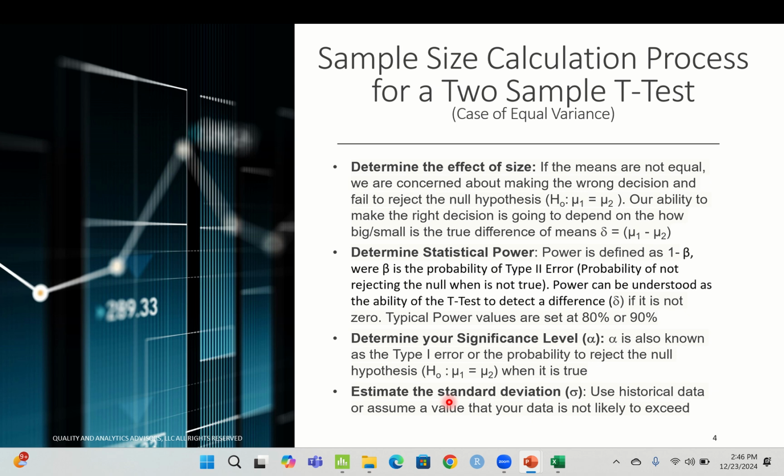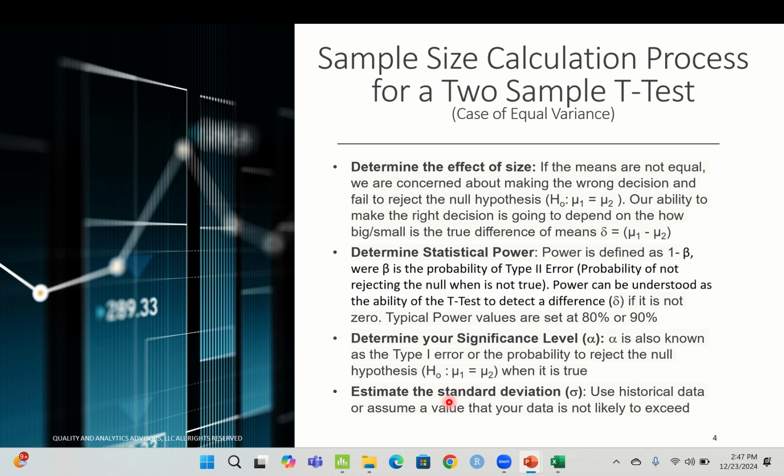And that brings me to this other concept that we're writing here. Power is defined as 1 minus beta, where beta is the probability of type 2 error. In other words, it is the probability of not rejecting the null when it's not true. Power can be understood as the ability of the t-test to detect a difference, delta, if it is not 0. And typical powers are 80% or 90%, but you can use any value in between as you would like. And remember, there's always a relationship with the sample size.